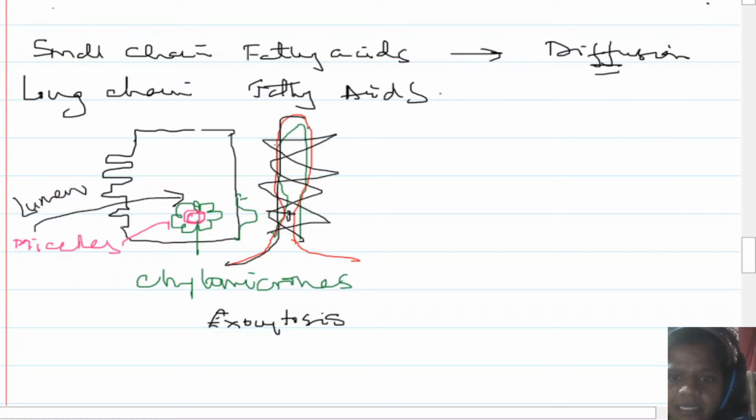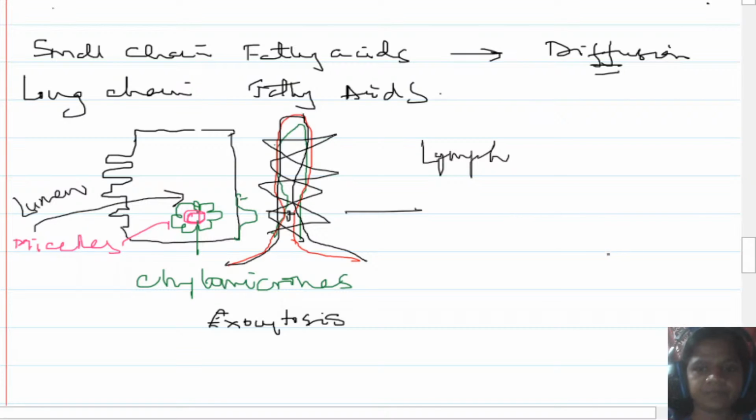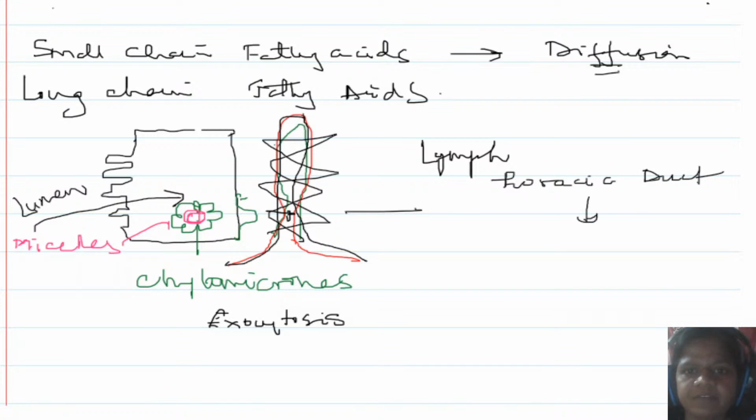This is the lacteal. And from there, it is carried through lymph. Remember that lymph is a parallel transport system that aids your venous system. It runs parallel to the venous system. So this lymph gets carried through the thoracic duct into the subclavian vein.